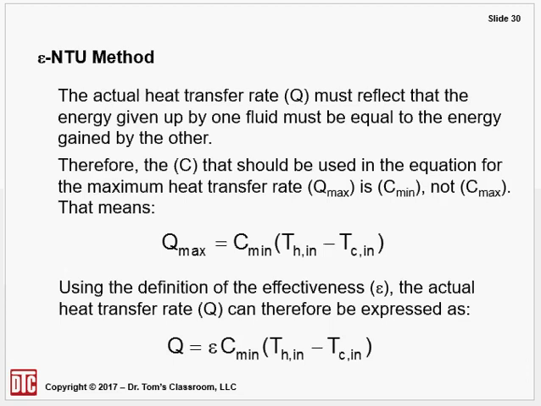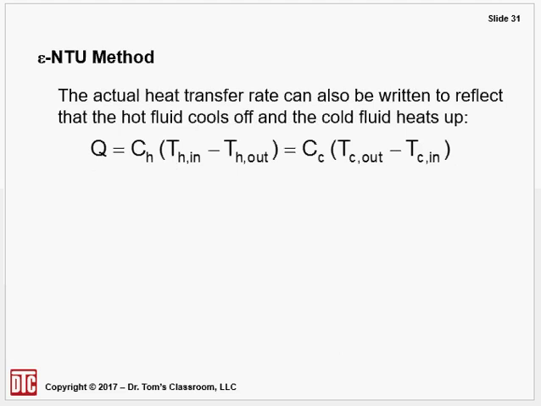Okay, and now using the definition of the effectiveness epsilon, rearranging the equation, we can come up with the actual heat transfer rate, which will be epsilon times C minimum times the difference in those temperatures. Okay, so once we have epsilon, we're on our way. Now remember again, the heat transfer lost by one has got to be gained by the other.